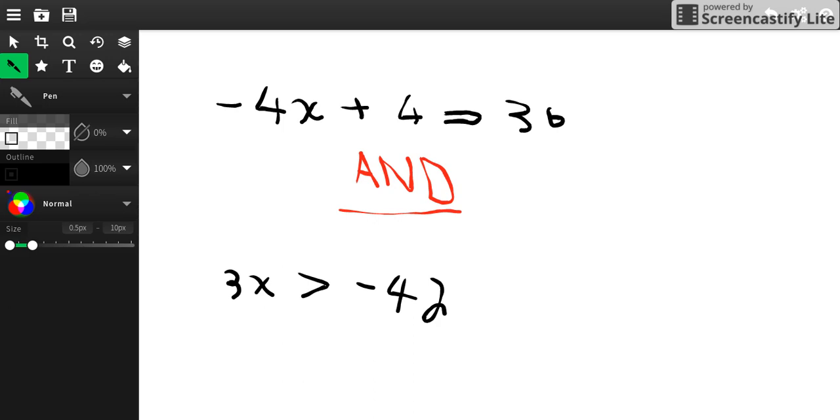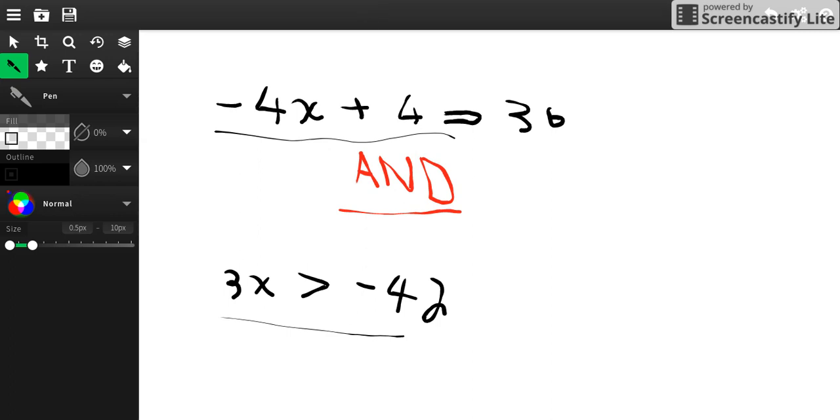Now there's two different ways of writing a compound inequality, or compound AND inequality. This is one of the ways. I'll go over another way to write down the same exact thing after we solve this. So how do we solve this? We have to solve this first and then this.